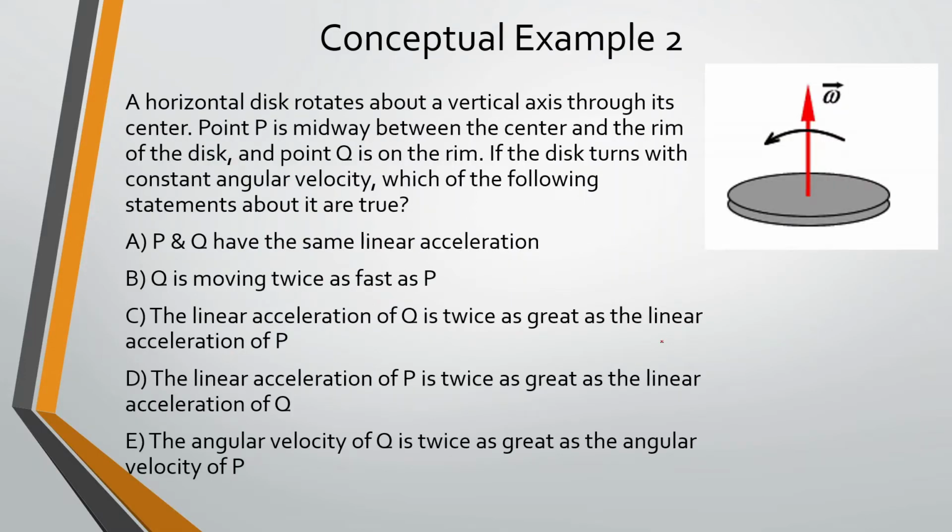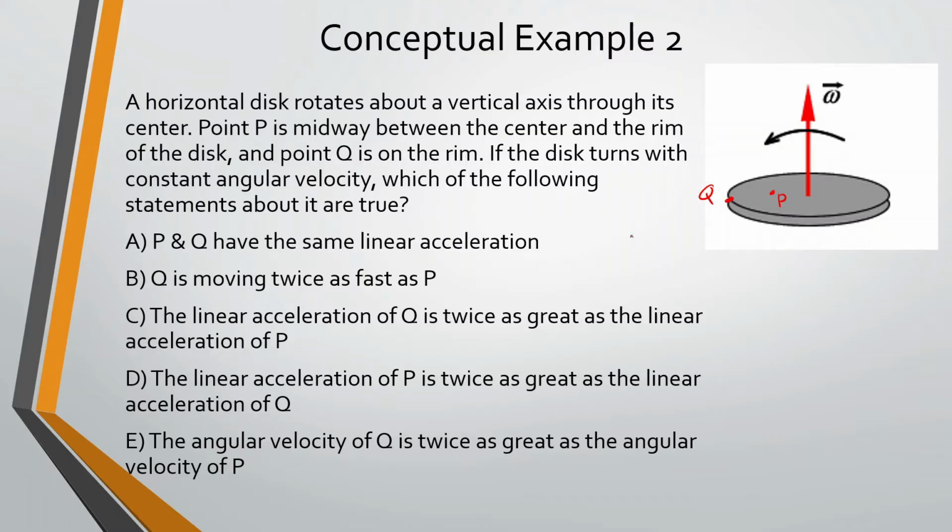A horizontal disc rotates about a vertical axis through its center. Point P is midway between the center and the rim of the disc. So we have point P right here, and Q is on the rim. Okay, so we have Q over here. If the disk turns with a constant angular velocity, which of the following statements about it is true?